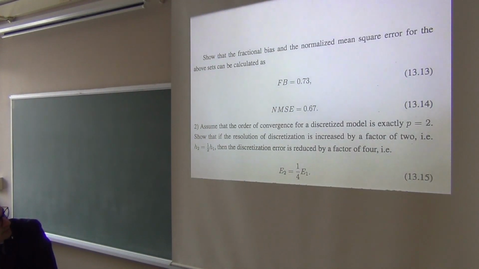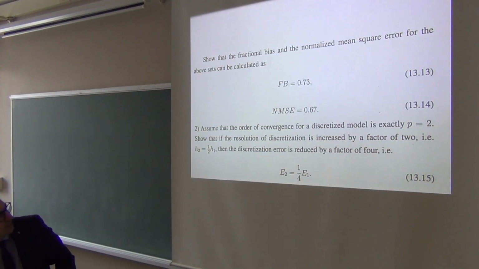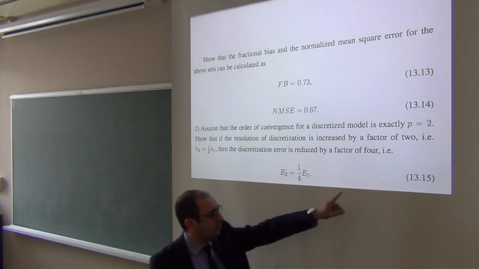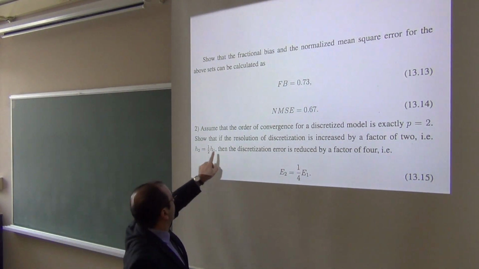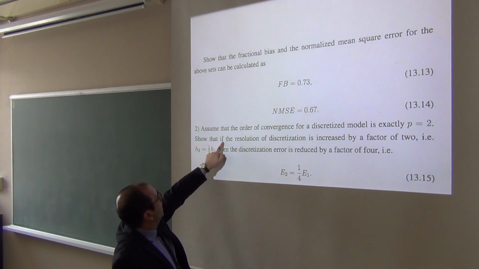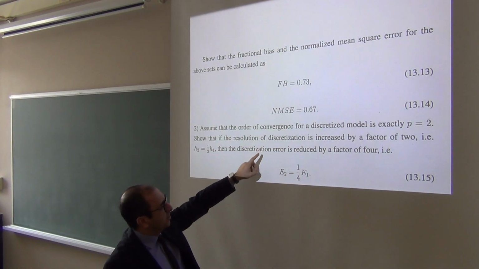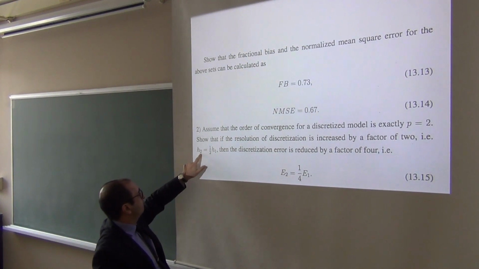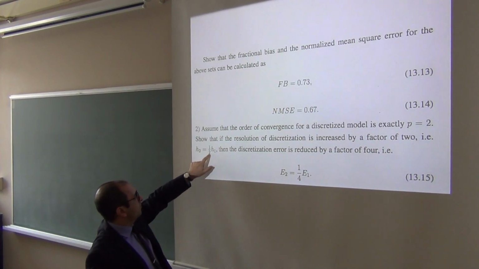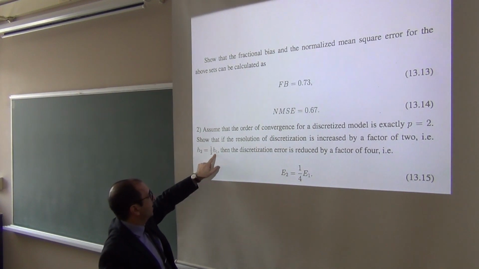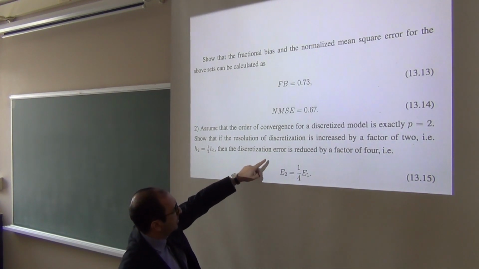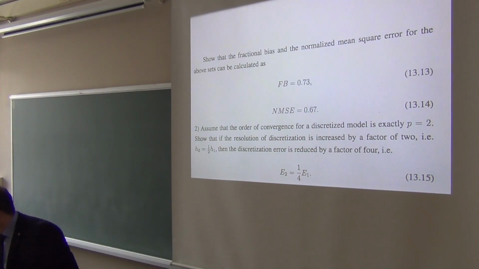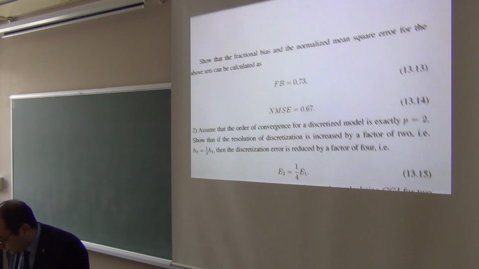I think this came from an exam, maybe. Assume that the order of convergence for a discretized model is exactly p equal to 2. Show that if the resolution of the discretization is increased by a factor of 2, i.e., the finer level of mesh is 1/2 the size of the coarser level of mesh, then the discretization error is reduced by a factor of 4. In other words, error 2 divided by error 1 is 1/4.